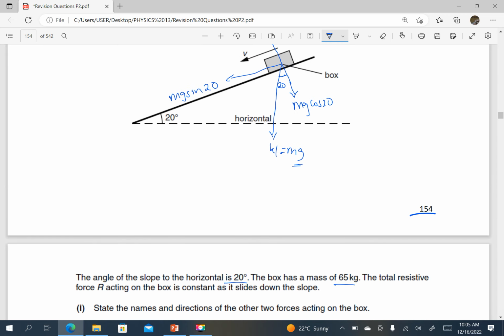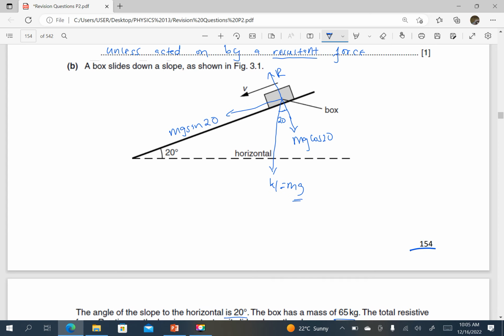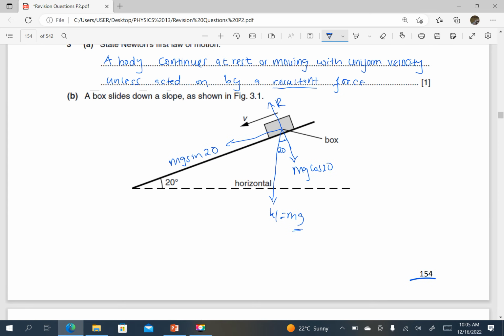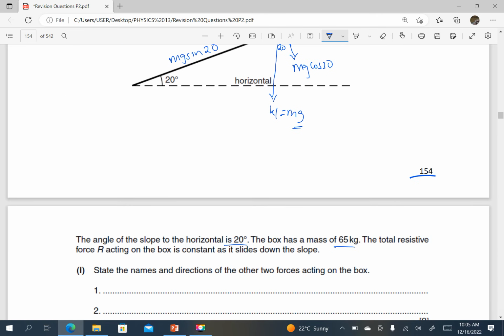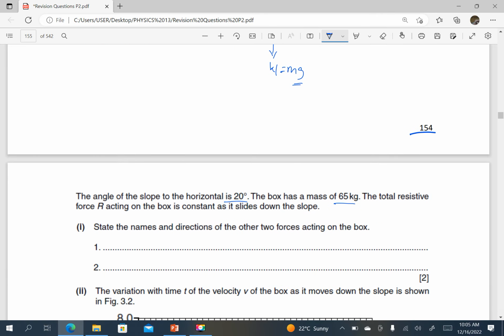So if it slides down the slope, it means the resistive force must be upwards. So I'll call it R. So I can't call the normal reaction R again. Maybe I can call it FR, because the resistive force is already called R. If it is sliding down the slope, the resistive force must be up the slope.